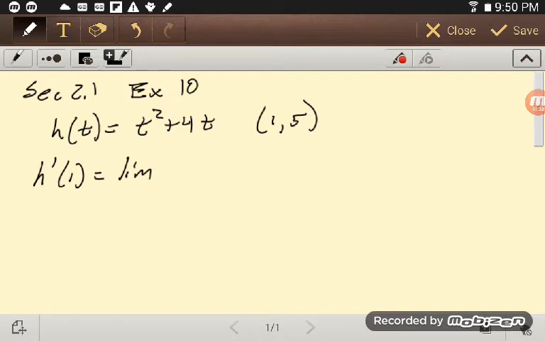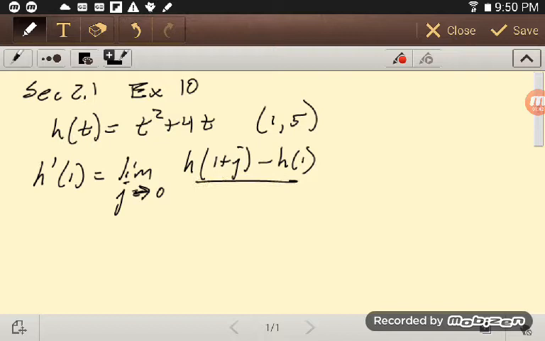So, I'm going to use maybe like a j. How about that? J, isn't that radical? The limit as j goes to 0 of h of 1 plus j minus h of 1 over j. And so this is the limit as j goes to 0.